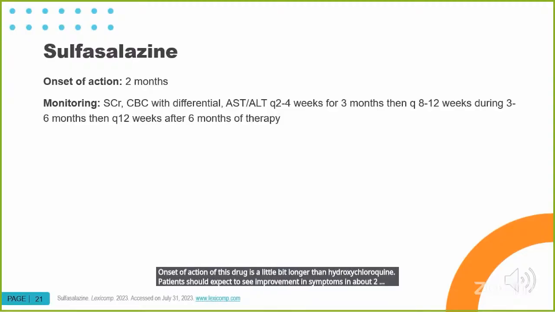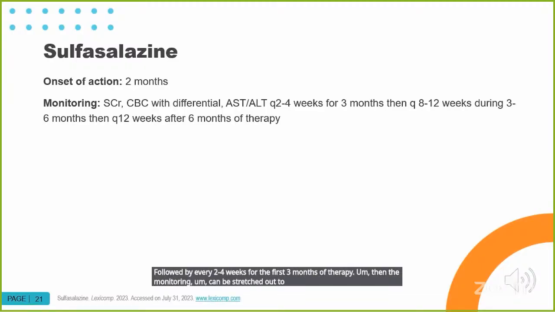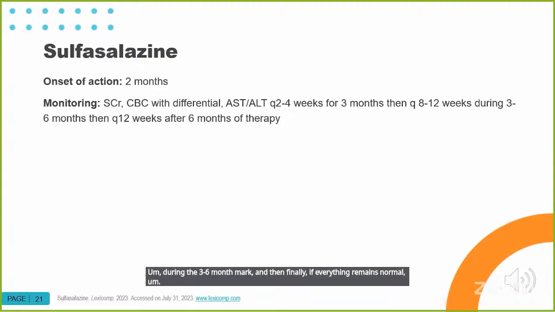And monitoring recommendations include serum creatinine, CBC with a differential, AST/ALT at baseline, followed by every 2 to 4 weeks for the first 3 months of therapy. Then the monitoring can be stretched out to every 8 to 12 weeks during the 3 to 6 month mark. And then finally, if everything remains normal, it can be further stretched to every 12 weeks after the 6-month mark.